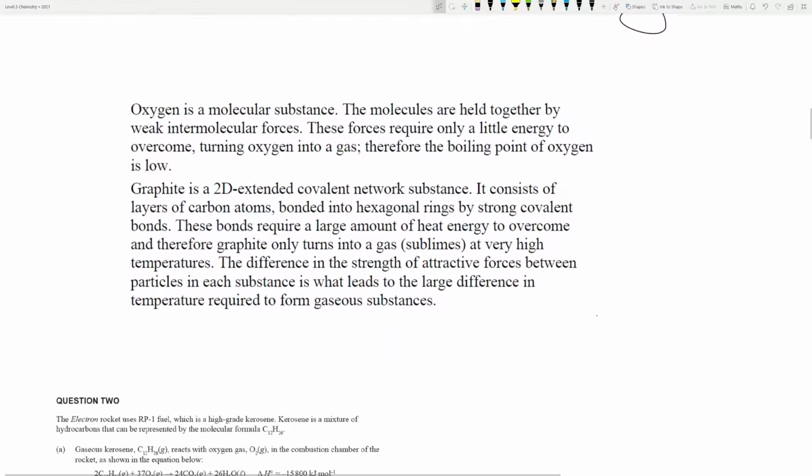Okay, so if you look at the NCEA answers, this is what they came up with. Oxygen is a molecular solid substance with weak intermolecular forces, which requires low energy, therefore the boiling point is low. Whereas graphite is a giant covalent network, layers of carbon atoms. It's really important that these things I don't really mention. It's good to talk about them.